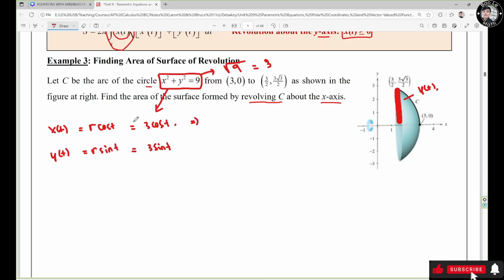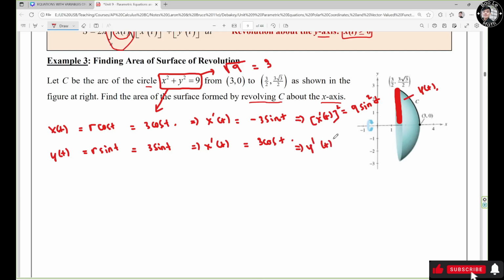Now you need to take the derivative of this one with respect to t. So I have x prime of t is negative 3 sine t, and y prime of t equals 3 cosine t, right? Now you need to square this one, so x prime of t squared equals 9 sine squared of t, and y prime of t squared is going to be 9 cosine squared of t, right?